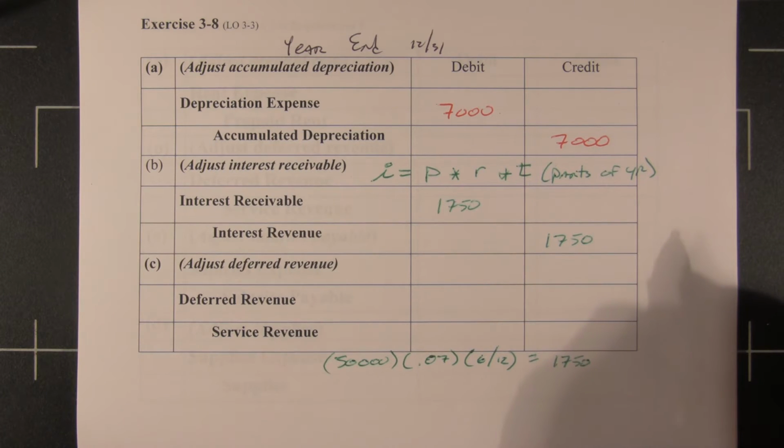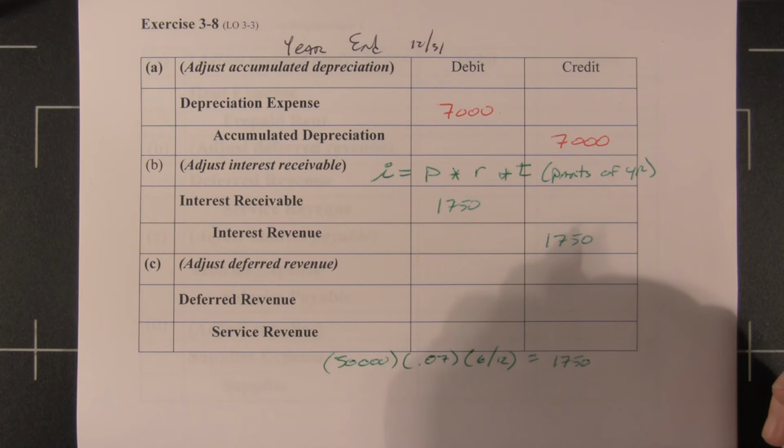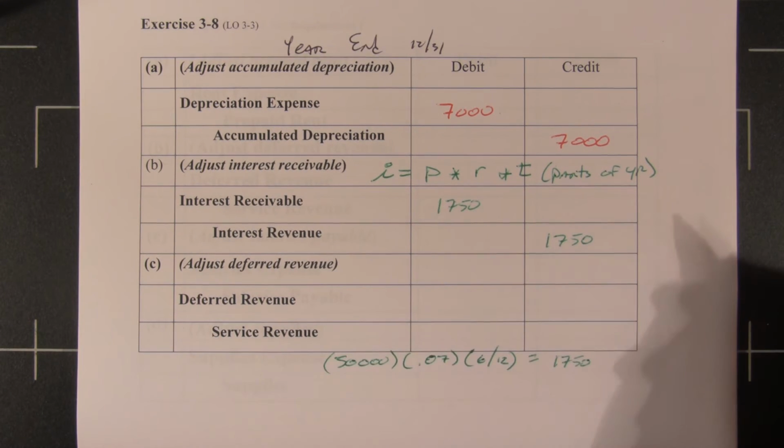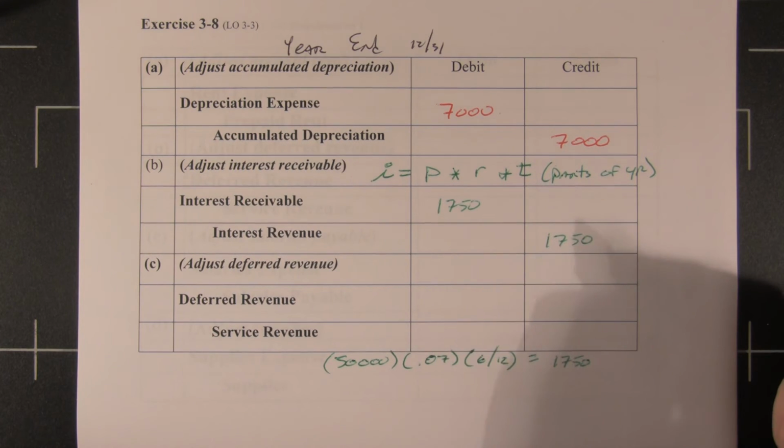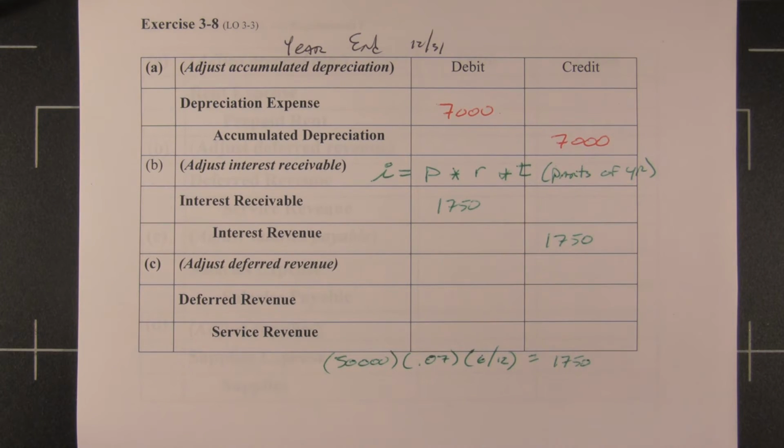Some of you may be asking why interest receivable? Because he's going to pay the interest back at the end when he pays the loan, because it tells us principal and interest are due at the end of 1 year. If it told us he had to make monthly interest payments, instead of interest receivable and interest revenue, it would be debit cash and credit interest revenue.